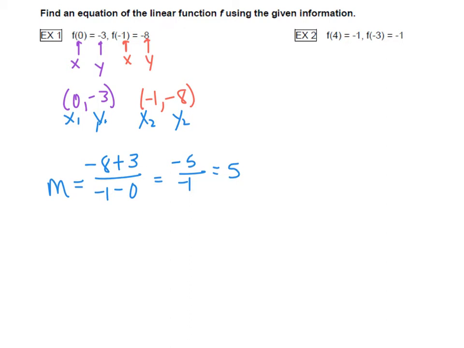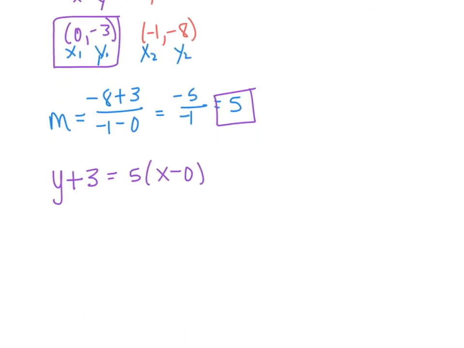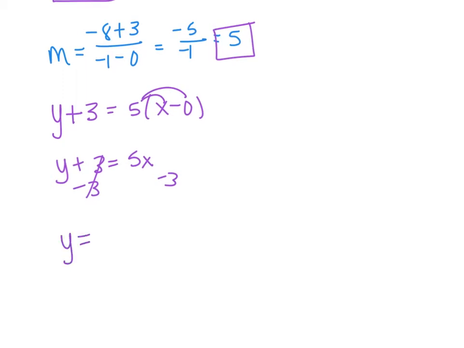Now when we write our equation, we're going to use our first point and our slope and put it into point-slope form. So y minus a negative 3 becomes plus 3 equals 5 times x minus 0. So we're just going to take this equation and solve for y. We have y plus 3 equals distributing 5 times x. 5 times 0 is just a 0. Then we'll subtract 3 from both sides. So we get y equals 5x minus 3.